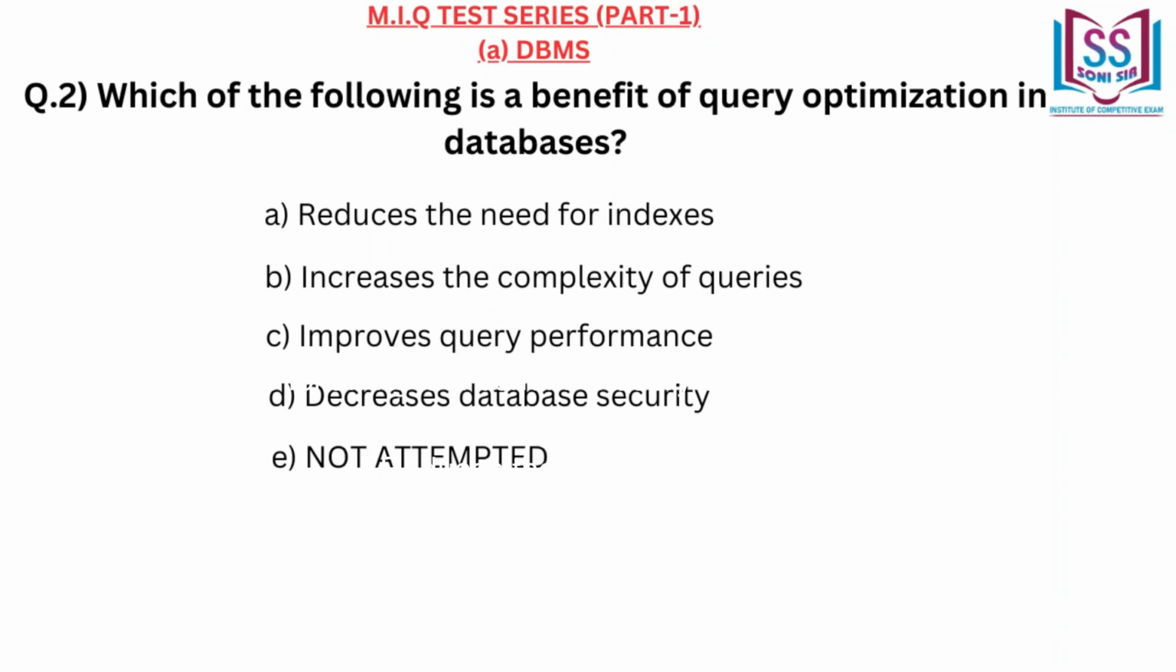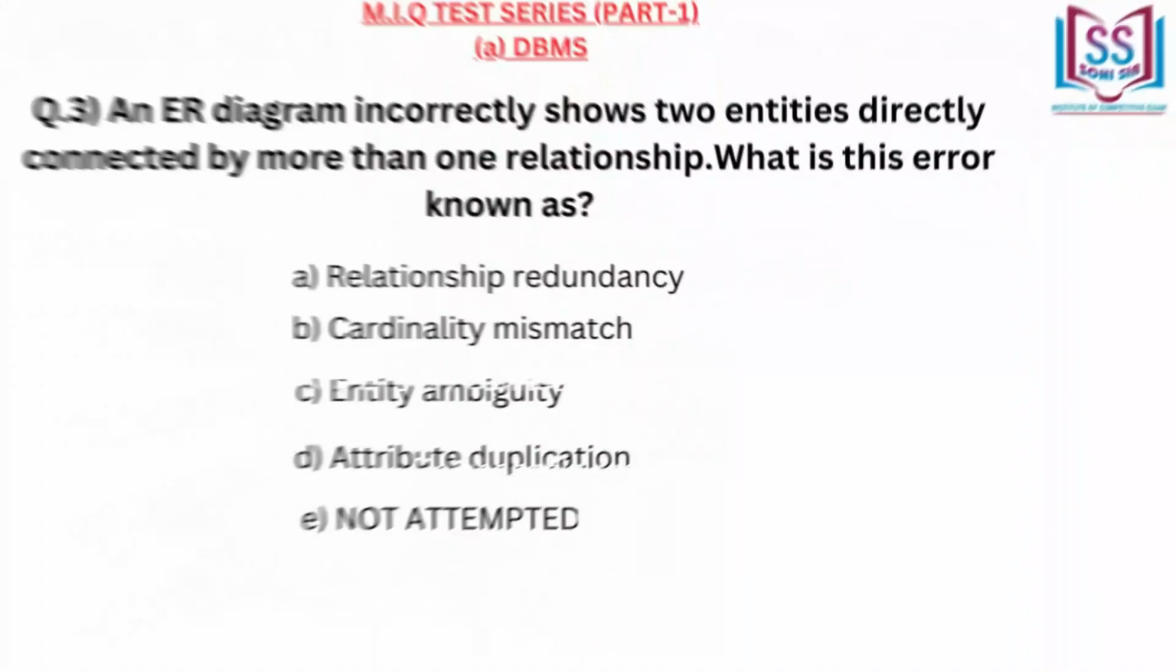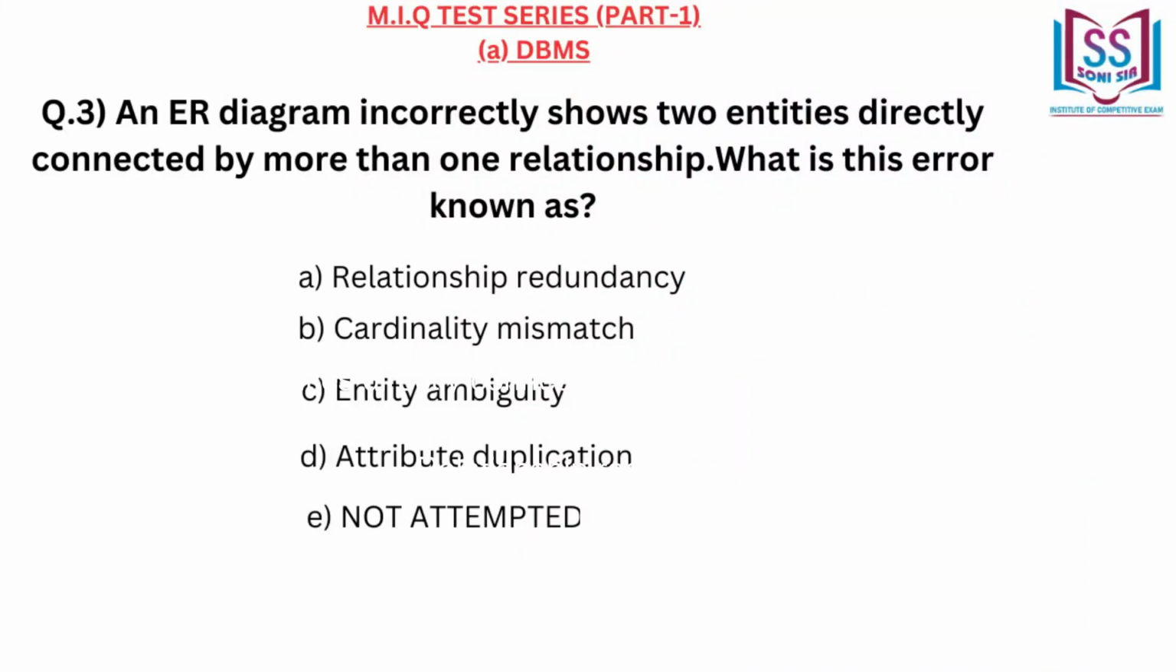Which of the following is a benefit of query optimization in databases? A. Reduces the need for indexes. B. Increases the complexity of queries. C. Improves query performance. D. Decreases database security.